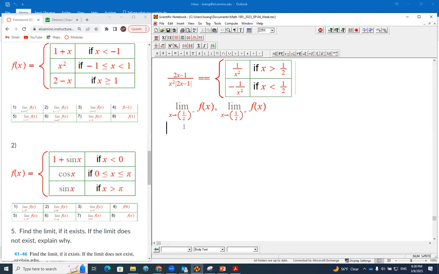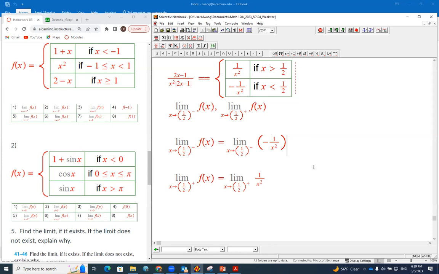So, from left and from right. Let's look at them. From the right. What do we get on this piece? Smaller than half, that's going to be this limit from smaller than half. I'm going to use this piece; that function will be used. Larger, there we go. Domain: half is in the domain of 1 over x squared, or negative 1 over x squared.